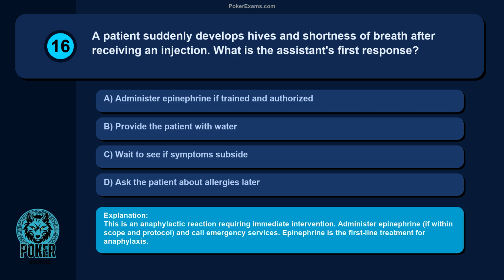This is an anaphylactic reaction requiring immediate intervention. Administer epinephrine if within scope and protocol, and call emergency services. Epinephrine is the first-line treatment for anaphylaxis.